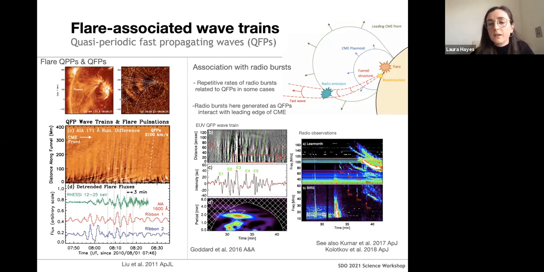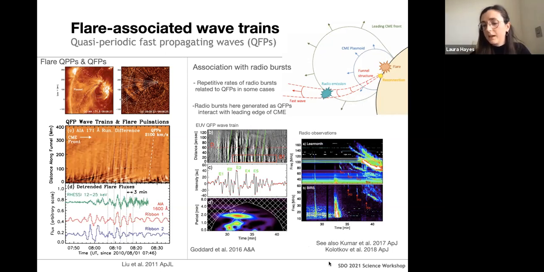And furthermore, there has been work showing that these quasi-periodic fast propagating waves are associated with radio bursts. We've seen that radio bursts, at megahertz frequencies, seem to have repetition rates that are similar to what has been determined for QFPs in certain cases. In this case here, they've looked at the wave trains, or these QFPs, and they're able to match them to these nice little bursts that they see in the dynamic spectra. For this case, they said that it was the QFPs interacting with the leading edge of the CME, which was then emitting at the plasma frequency.